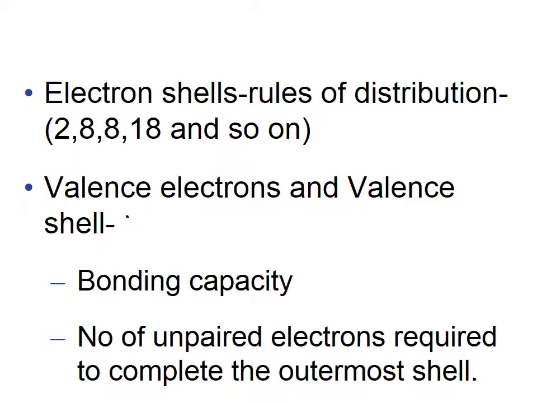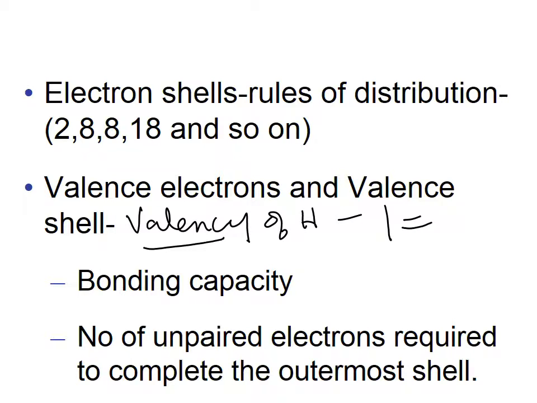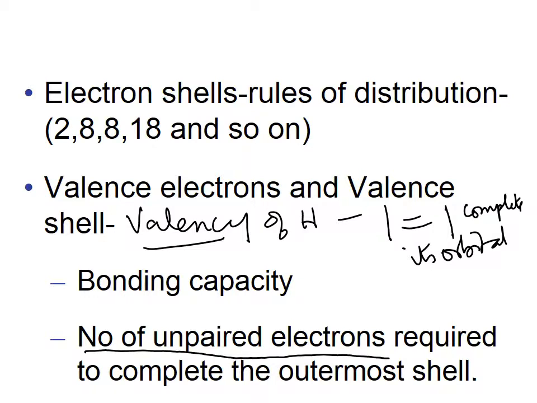So the valency of hydrogen is 1, meaning it needs just 1 to complete its orbital. Now, different elements have different valencies depending on the number of unpaired electrons and how much they need to complete their outermost shell and become stable.